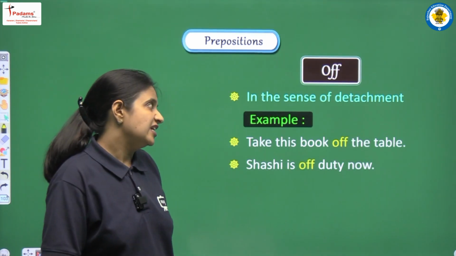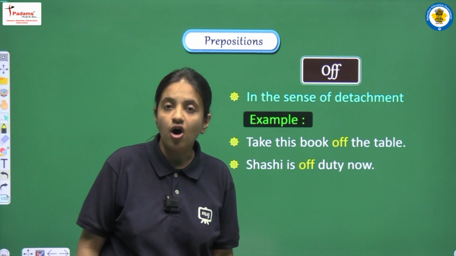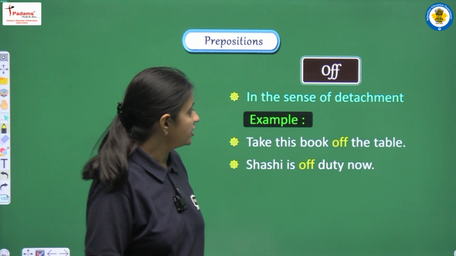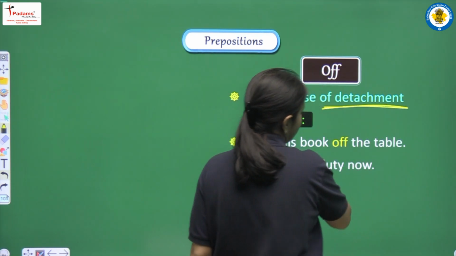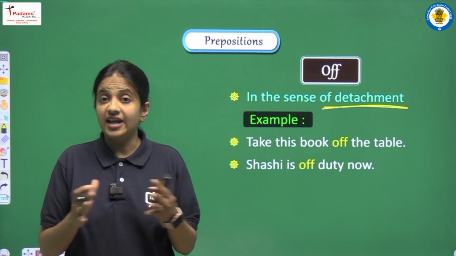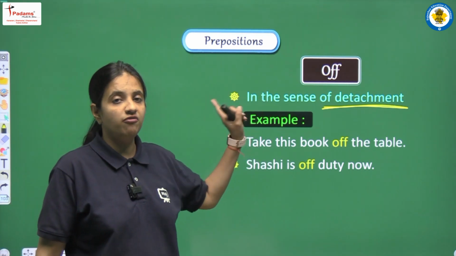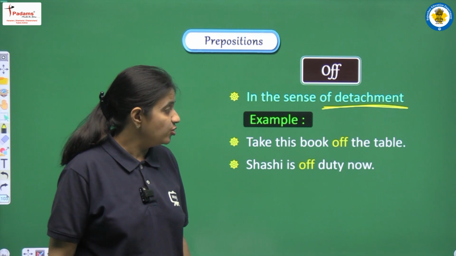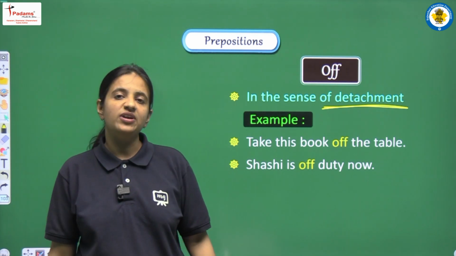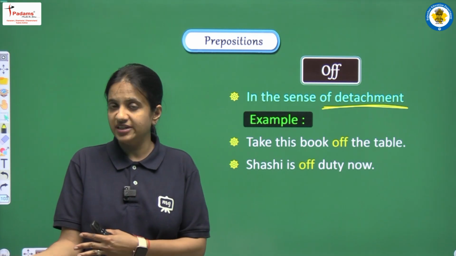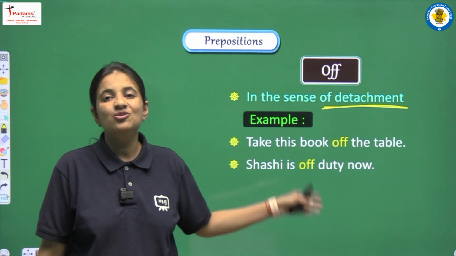Okay. Next preposition we are having is off. So let's see, it is used in the sense of detachment. So whenever we are talking about detachment, then we can use off. Let's see the example. Take this book off the table. So we are saying that remove this book off the table. So in this manner we can use off.